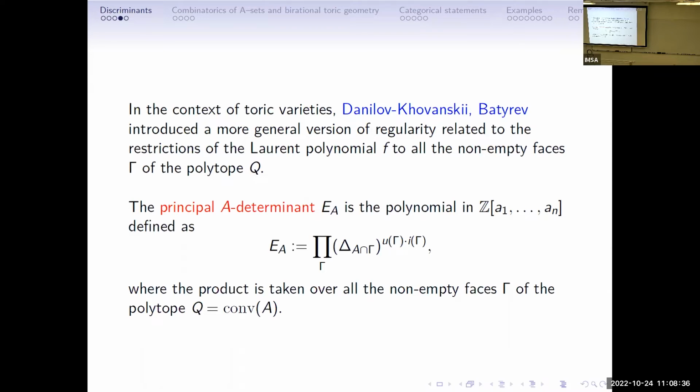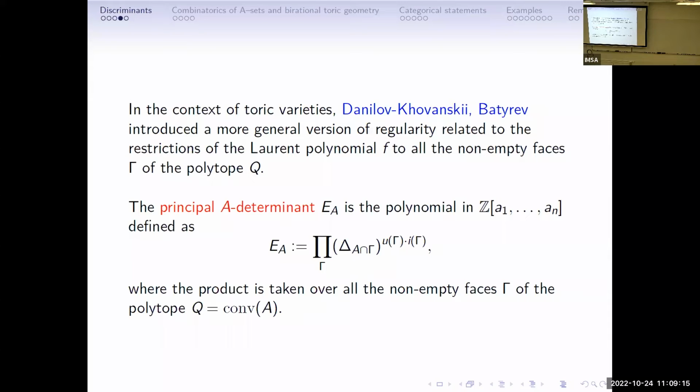Again, the idea of considering regularity, considering these versions of the discriminant for all the restrictions to the faces goes back to Danilov and Khovanskii. Now, these multiplicities, and for us, these are crucial. That's certainly something that is very important in the theory developed by Gelfand-Kapranov-Zelevinsky. So you're taking all the faces, as I said, all the non-empty faces.